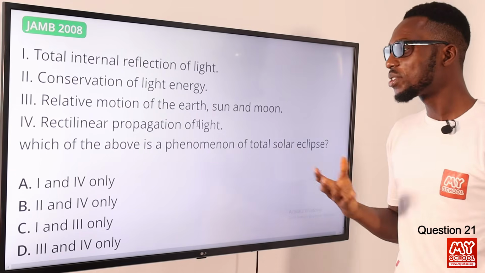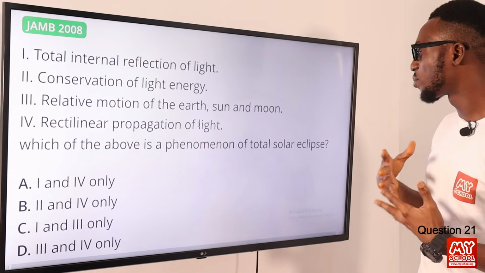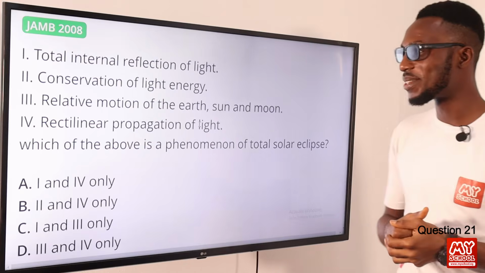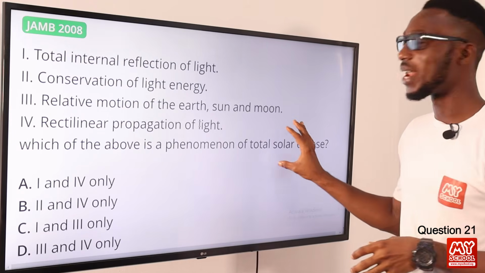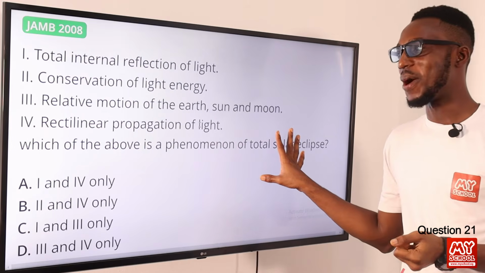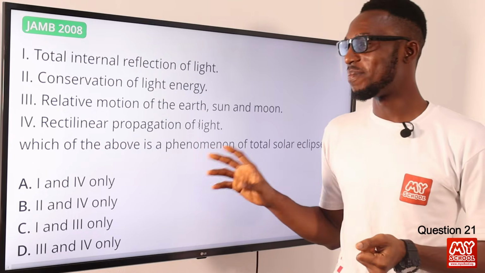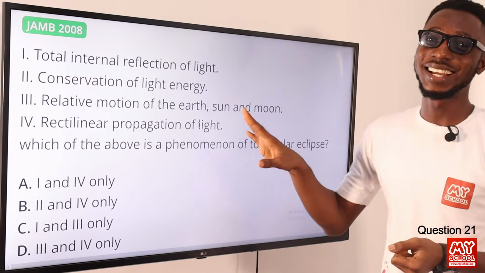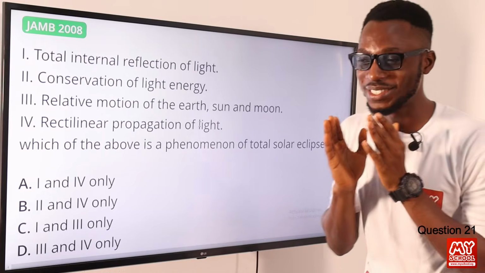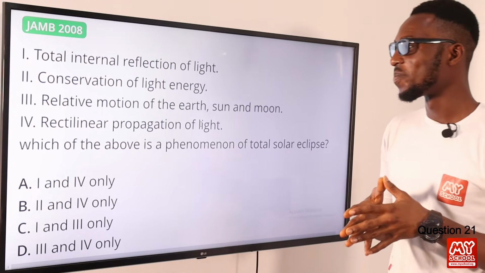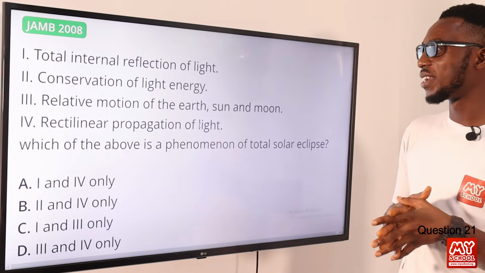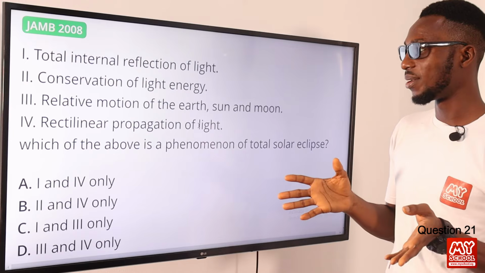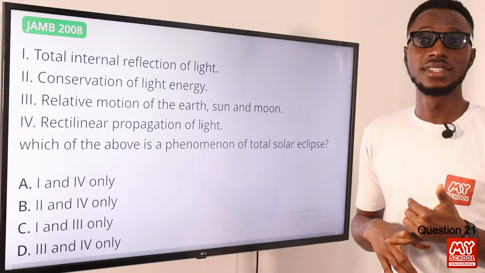21. Which of the above is a phenomenon of total solar eclipse? So we are looking at solar, that is eclipse of the sun. At first, the best consideration should be rectilinear propagation of light. This is an established fact that light travels in a straight line. Other applications of rectilinear propagation of light include shadows.